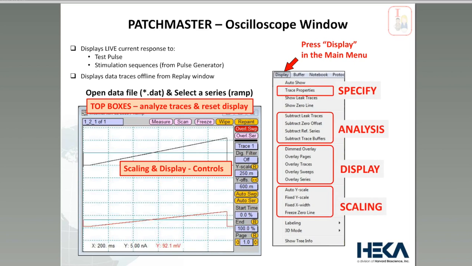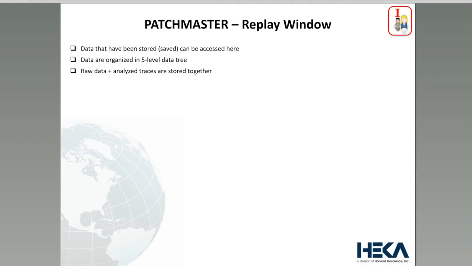Again, I don't go through all of those now, just to summarize a couple of functions. You can specify trace properties, you can already analyze some of the data. General display settings can be changed here, as well as scaling settings. Important to note, I want to make that point again, I would strongly recommend downloading our PATCHMASTER manual from the website, and every button is explained in detail in the manual. This brings me to the next window, the replay window, which is also an information window.